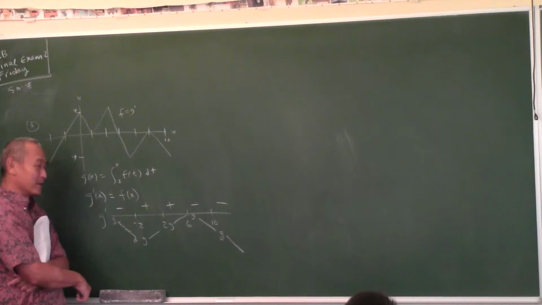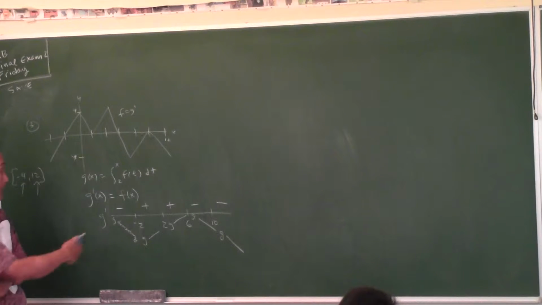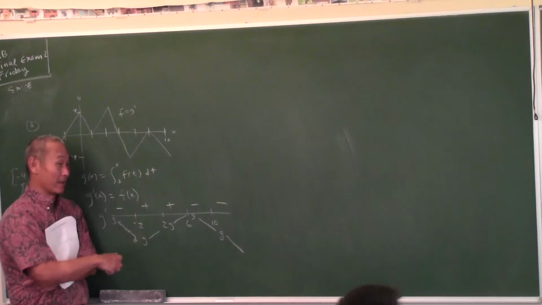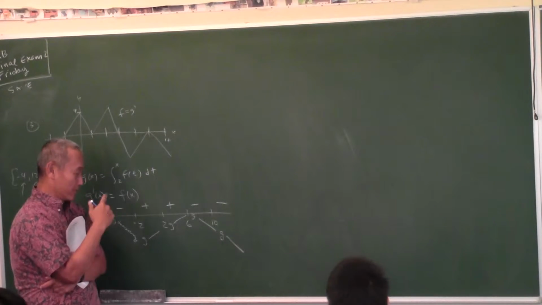Is there a max, min, or neither at x equal negative 2? Min. Why? Because g prime changes from negative to positive. Is there a max, min, or neither at x equal 2? Neither. Why?